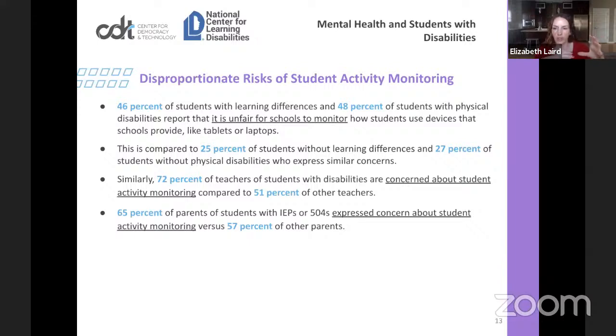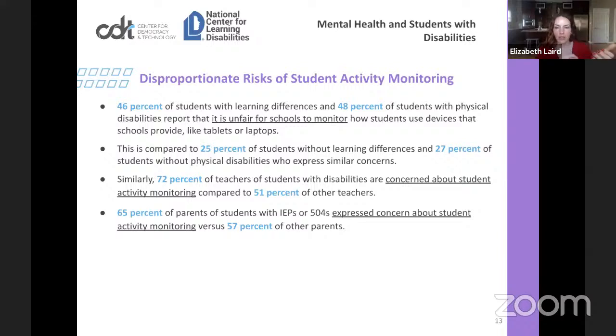So just in terms of the fairness of monitoring in the first place, you really see elevated concerns among students with learning differences and physical disabilities. And then just general concerns about this monitoring. If you are a teacher of students with disabilities, when we ask how concerned you are about this practice generally, 72% of teachers who work with students with disabilities say that they are concerned, compared to 51%. So that's, again, over a 20 percentage point difference in levels of concern, and seeing it that much higher among teachers who work with students with disabilities.